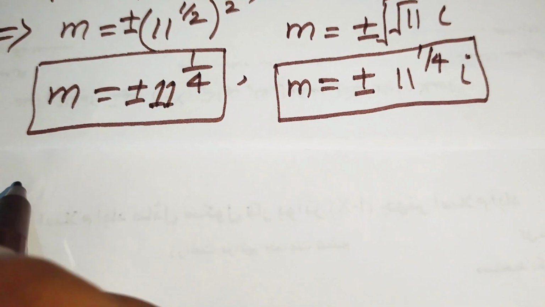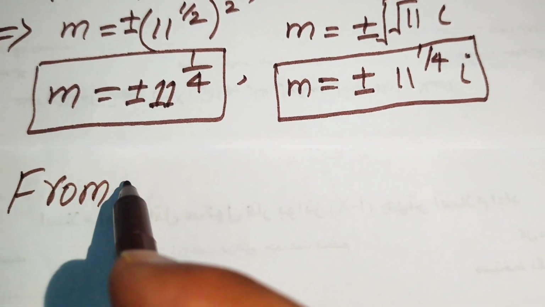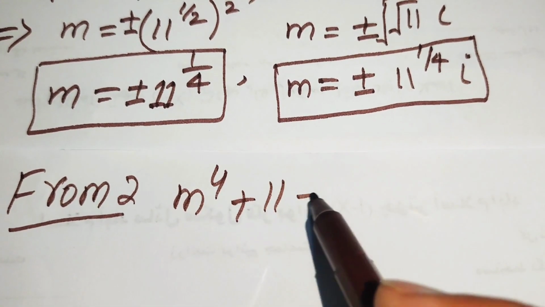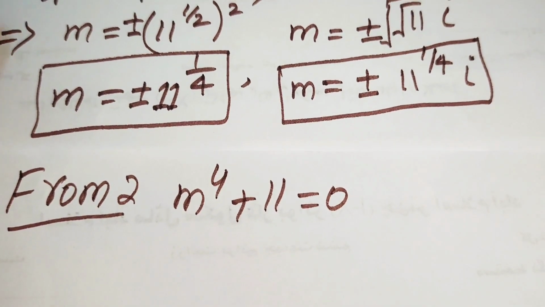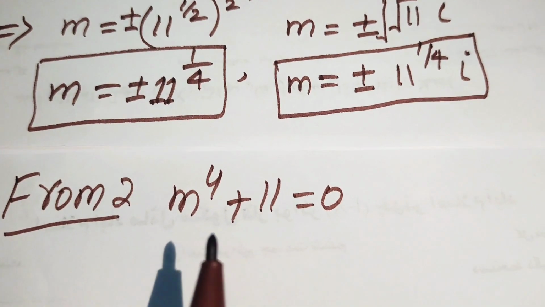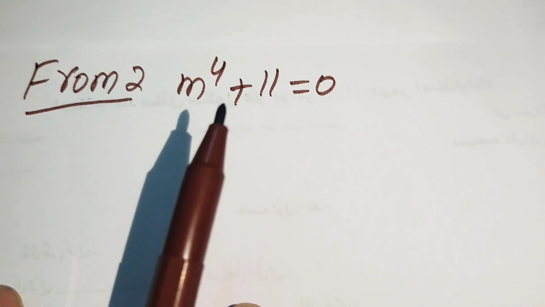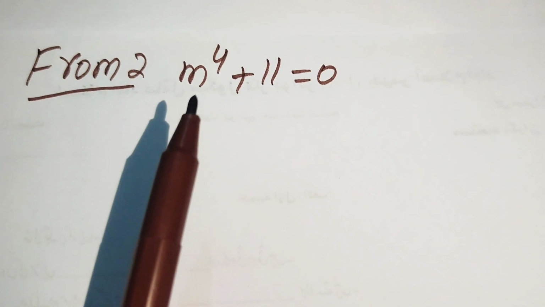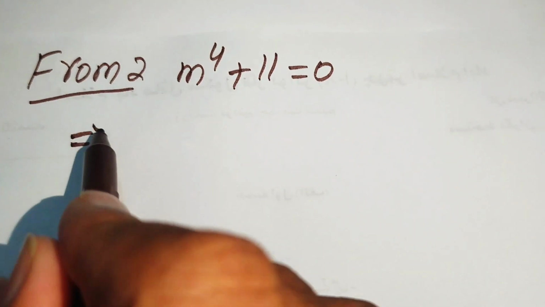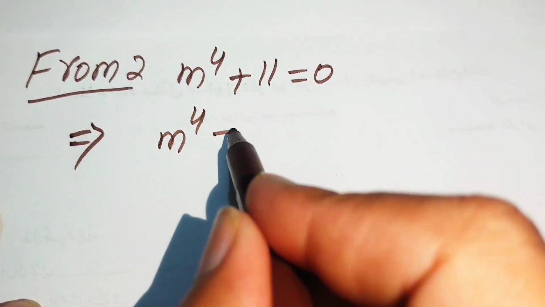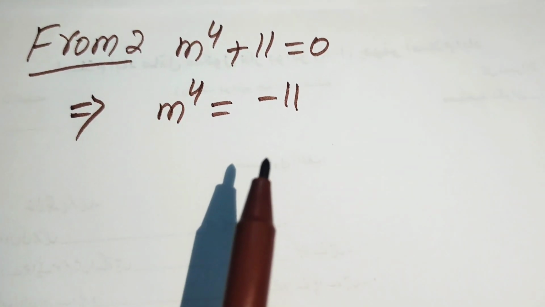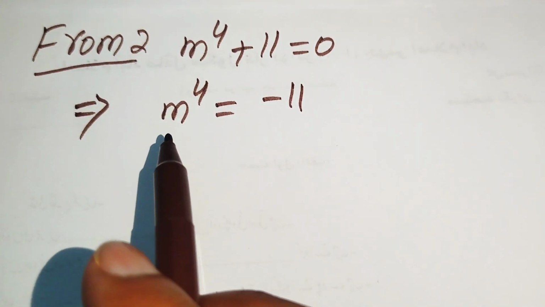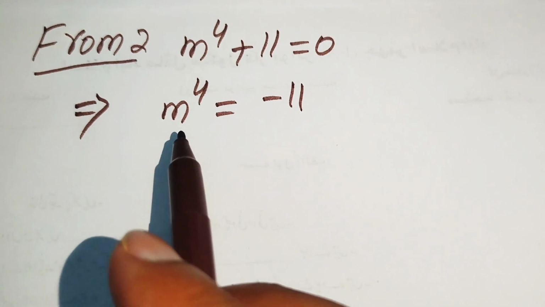Now we focus on case number 2. From case number 2, we have m to the power of 4 plus 11 equals 0. Now we solve this equation, and here we get the remaining four roots of the given equation. We first move the plus 11 to the right hand side, and it is written as m to the power of 4 equals minus 11. In order to find the value of m, we need to take the square root on both of the sides.